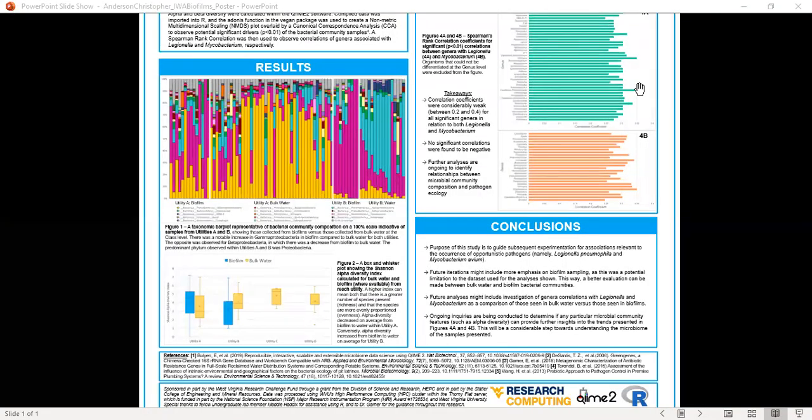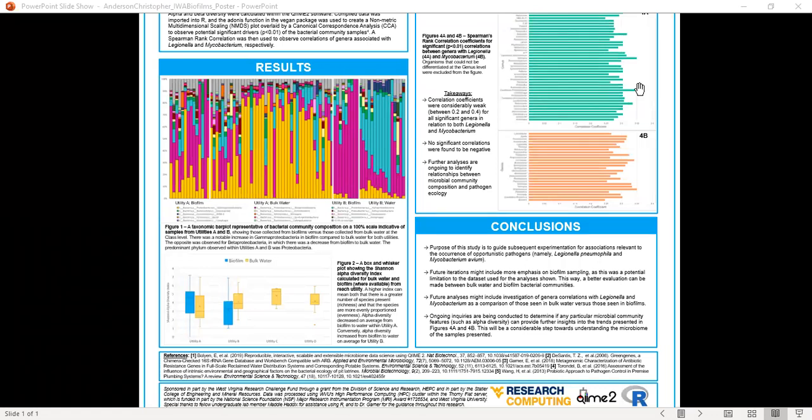With that, future iterations might include more of an emphasis on biofilm sampling, as this was potentially a caveat to the dataset that we used for these analyses. As you could see, utilities C and D did not have biofilm samples, and so maybe getting a more overall conjecture between biofilm versus bulk water might be a route that we could take in the laboratory later on. And then we can see how those differ from each other.